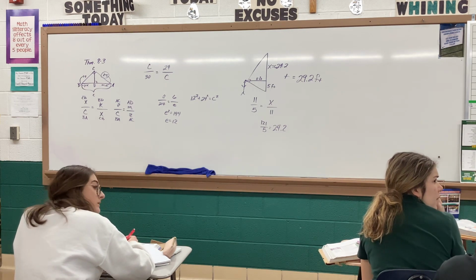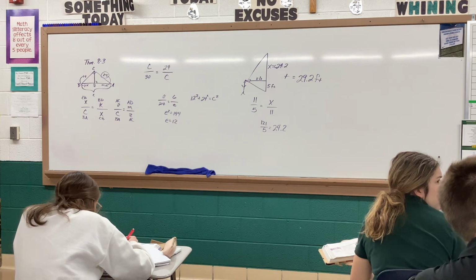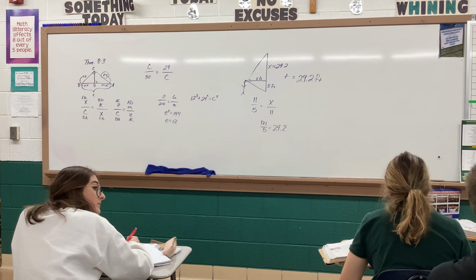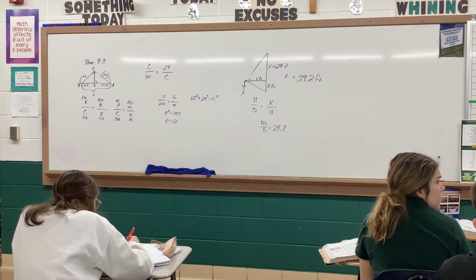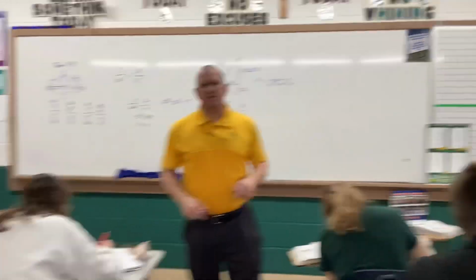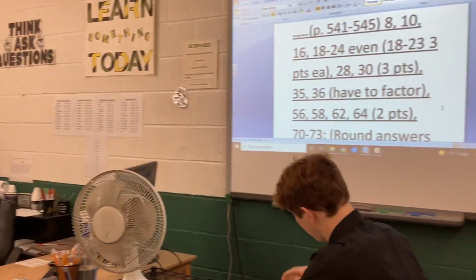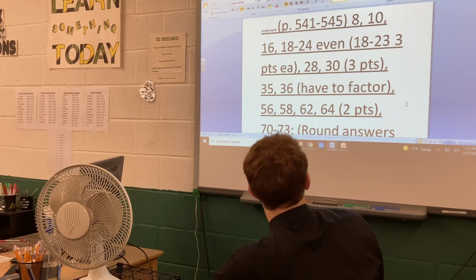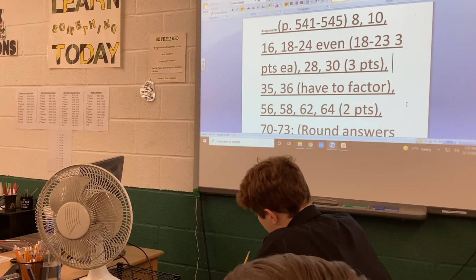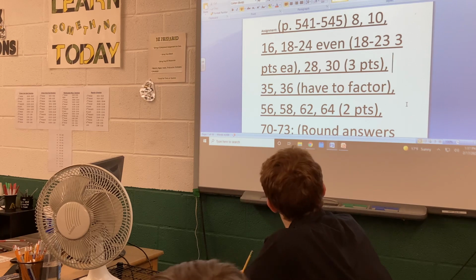Oh, notice here, I don't think the directions say it in the book, but round answers to 1 decimal place are 70 through 73. You can honestly do that for all of them. And the ones above that, if you get a radical answer, I would just leave it as a radical. But reduce your radical. So you got to do that thing that we were doing yesterday on the board.